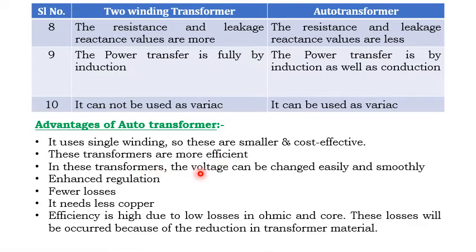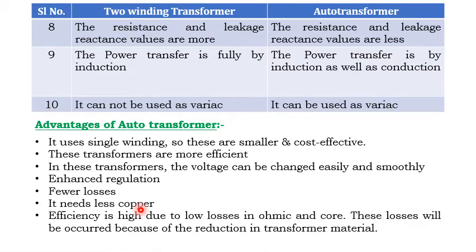In these transformers, the voltage can be changed easily and smoothly. So this can be used as a variac. Any desired voltage you can obtain from this transformer. Now, enhanced regulation. Regulation is increased by this auto transformer, and the losses are fewer. It needs less copper.